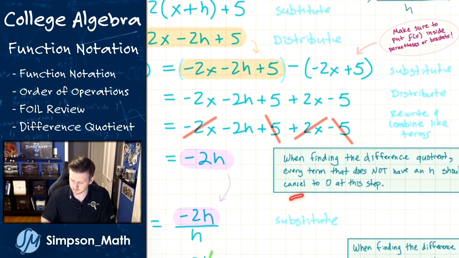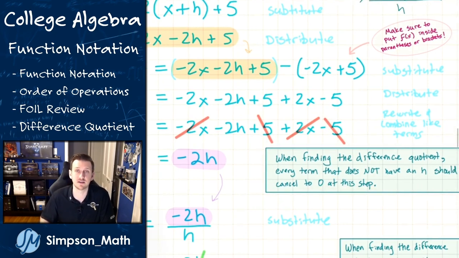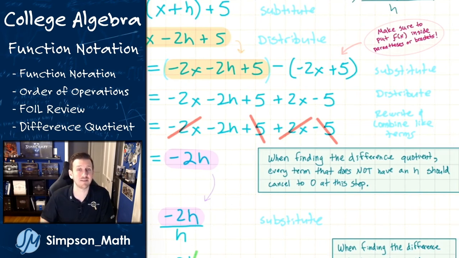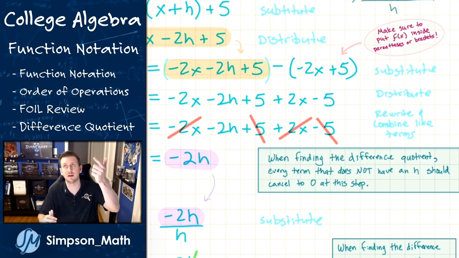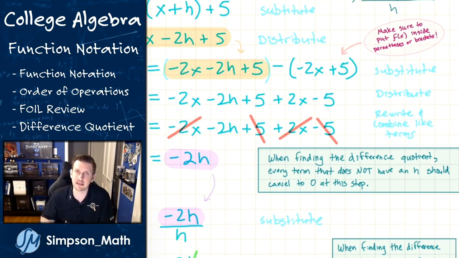Look at this note here. When finding the difference quotient, every term that does not have an h should cancel to 0 at this step. This is not a coincidence. It happened when we worked letter G, function g. It's going to work here. In my next video, we're going to be covering more problems, more examples. It's going to be doing the same thing at this step. Anything that does not have an h should disappear. So then all we're left with is negative 2h.